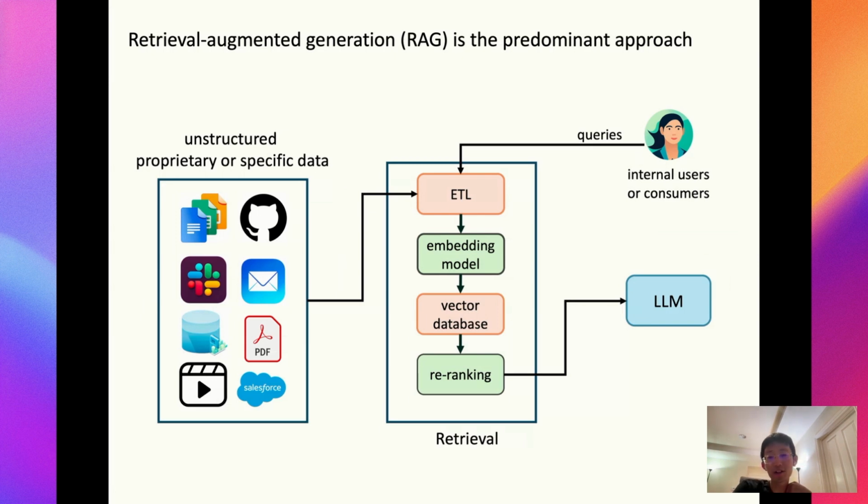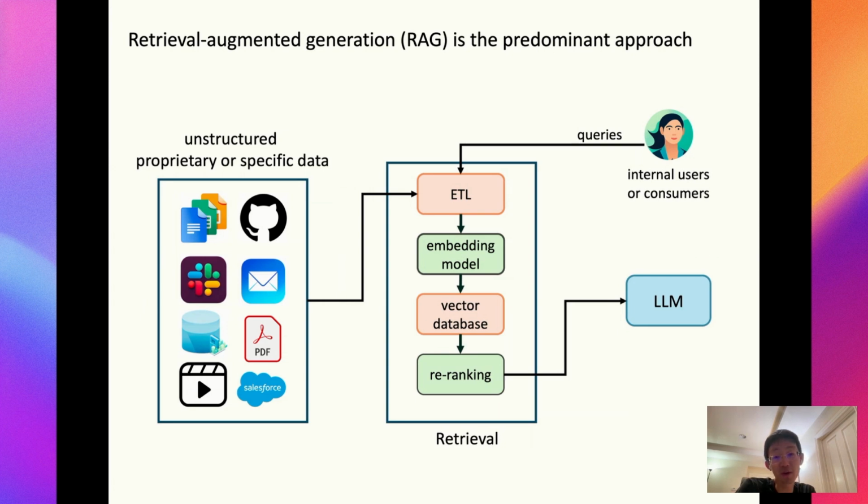So how does RAG work? I assume most of the audience roughly knows how it works, so I'm going to be very brief here. Basically, you have unstructured proprietary data, and then you go through these 4 steps, the first being retrieval, retrieving relevant information.